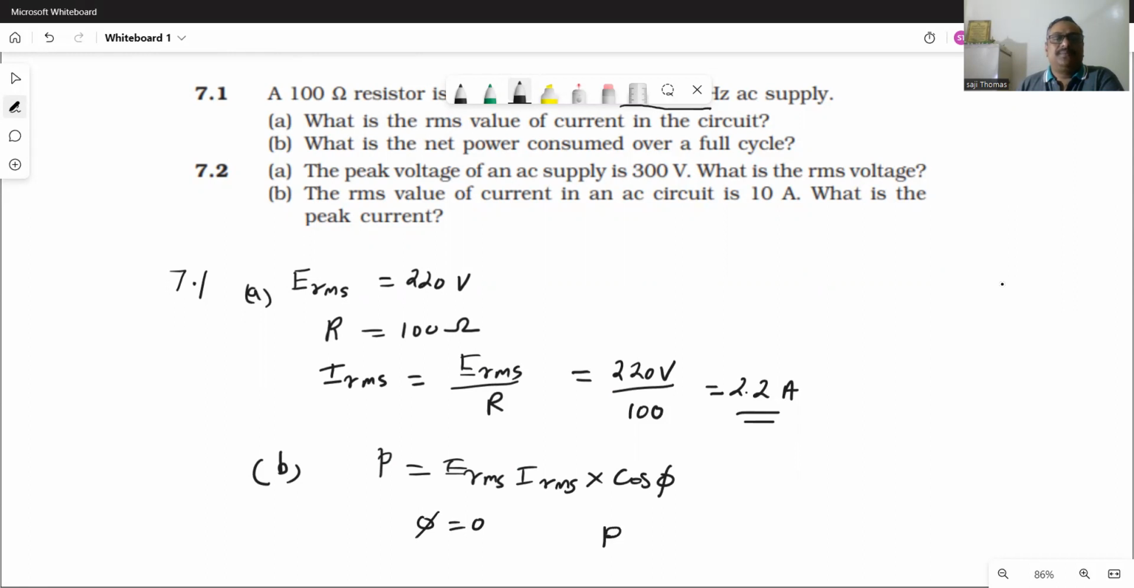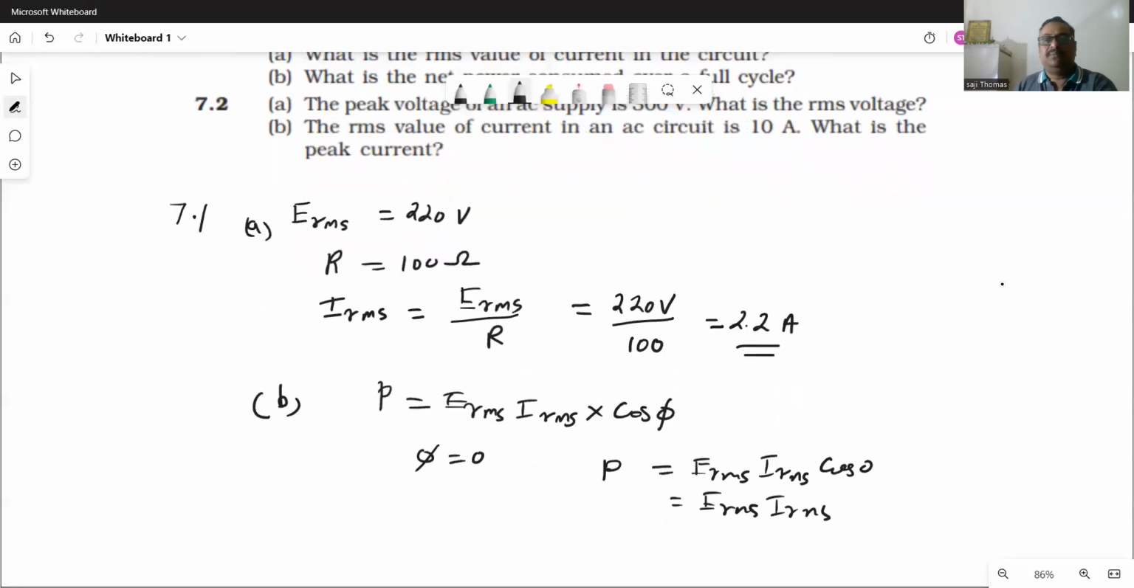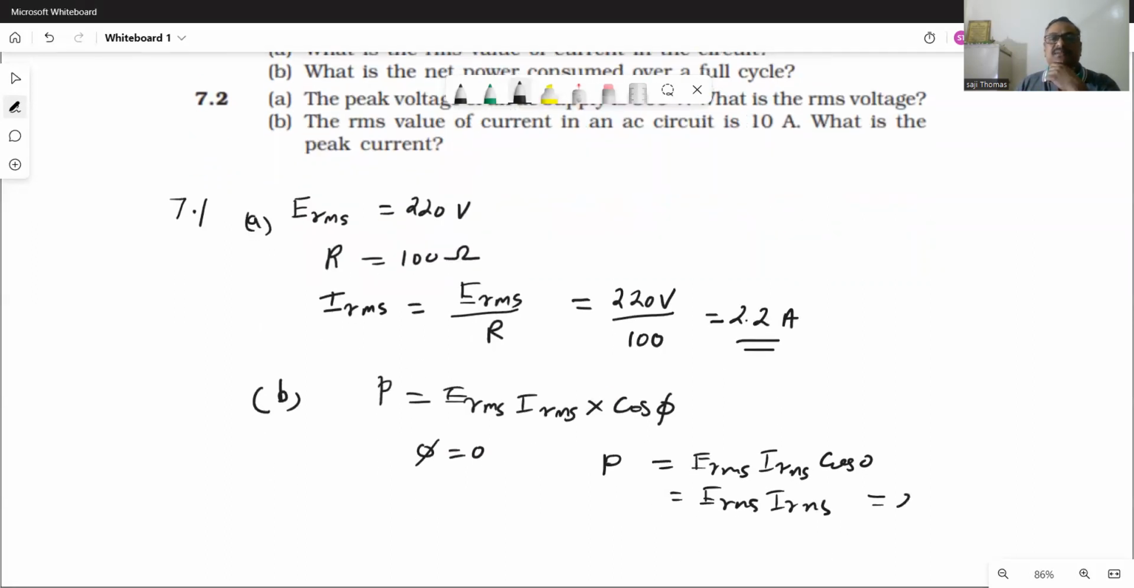So what is the power? ERMS IRMS cos 0. Cos 0 is 1. So you have to multiply ERMS and IRMS. What is ERMS? 220, into IRMS, which is 2.2. It will be 22 into 22, which is equal to 484 watts. This is the power.